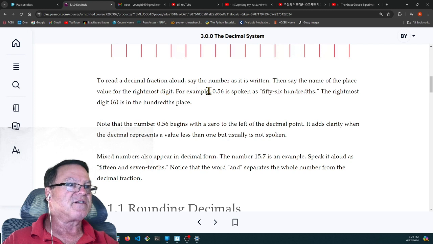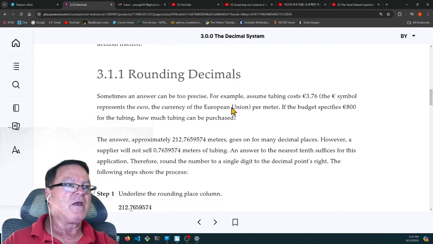To read a decimal fraction aloud, say the number as it is written, then say the name of the place value for the rightmost digit. For example, 0.56 is spoken as 56 hundredths. The rightmost digit 6 is in the hundredths place.